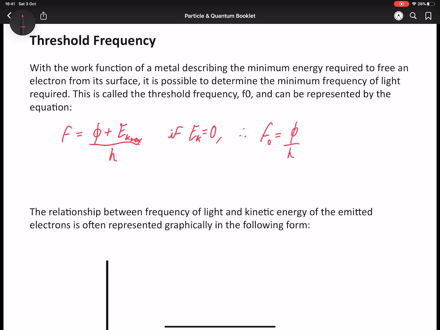Now this equation is not given. It is a simple relationship that you're expected to be able to figure out from the equation that you do get. And realistically, it is fairly straightforward. You just have to remember that when the electron is first liberated with exactly the right amount of energy to accommodate the work function, it will have 0 kinetic energy.